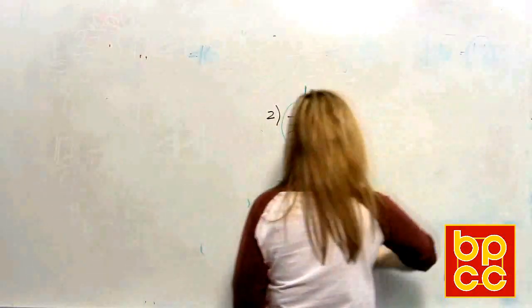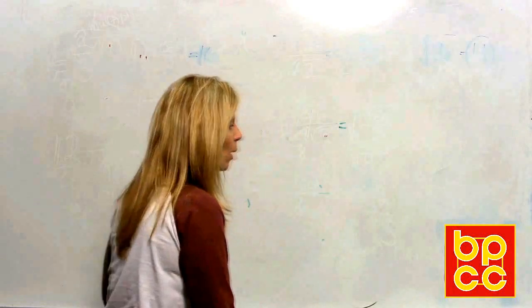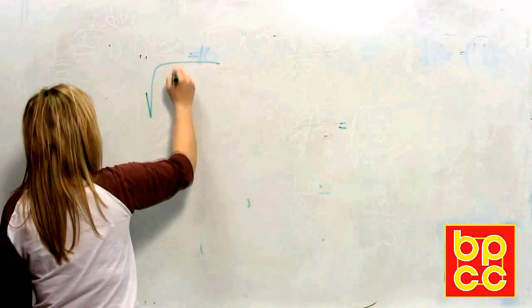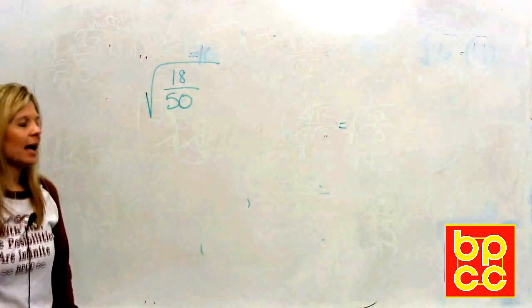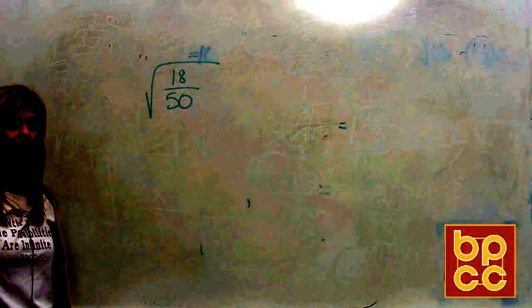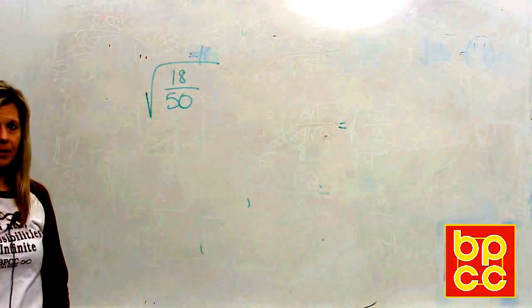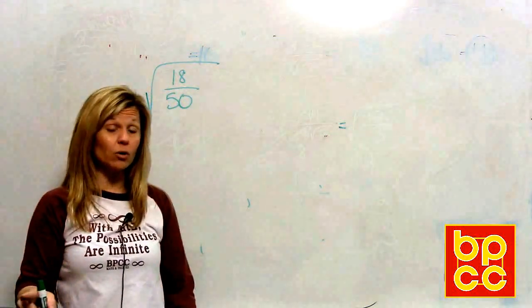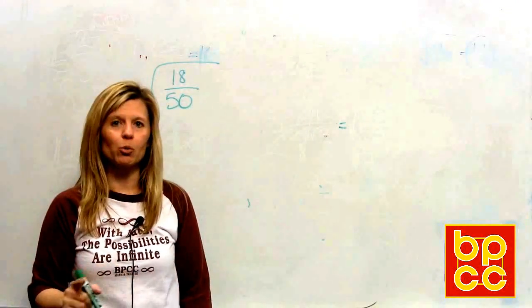So if you look in your notes, let's look at our class notes at example 4. We have square root of 18 over square root of 50. And the directions say to divide. Well, we all know 18 doesn't divide by 50. Now, there's 2 ways to work this, and both ways will get you the same answer. So I'm going to work it both ways.